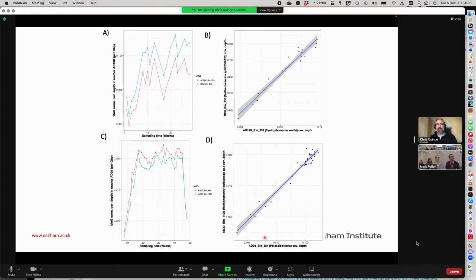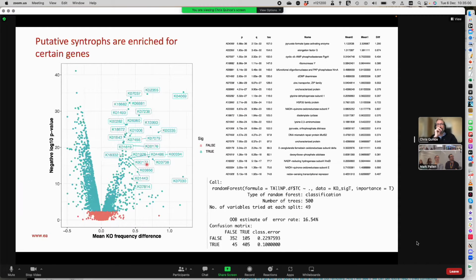This is quite fun because this is one of those CPR, the Patescibacteria. It is very strongly correlating with a Methanophilia species. So this may not be syntrophy, this may be some other sort of association. People probably think the CPR are sort of like parasites on other microbes. But yeah, it's showing some form of strong association.